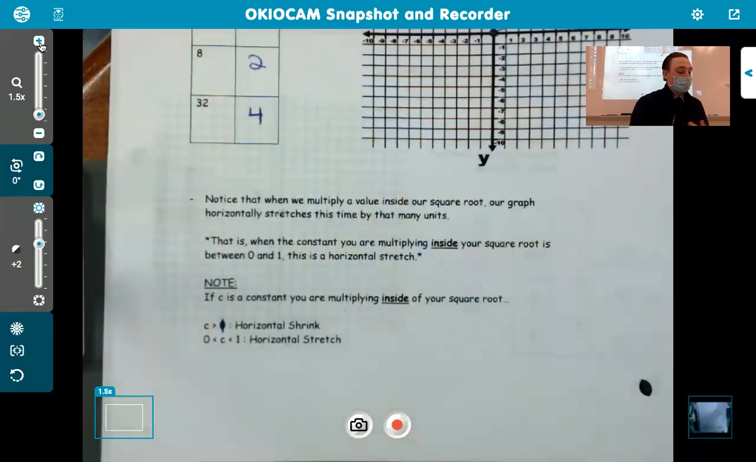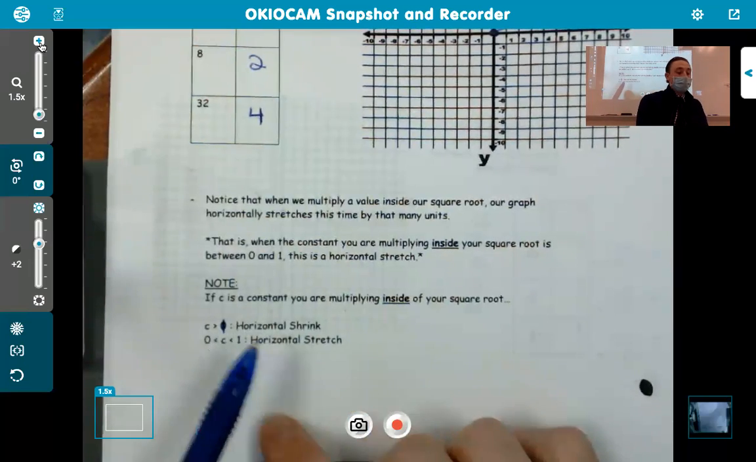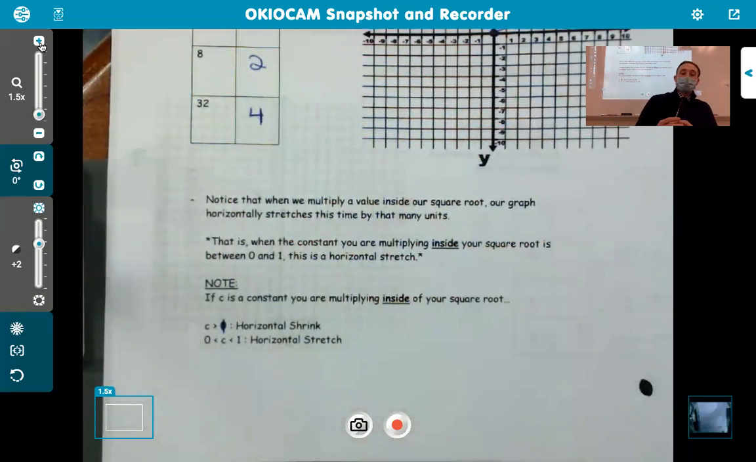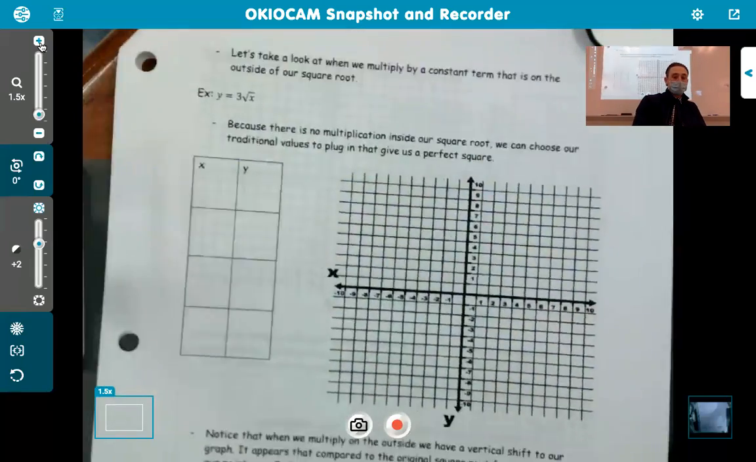If c is a constant, we multiply inside our square root. We saw that it shrunk when c is greater than 1. When c, that number, was between 0 and 1, so a fraction, like we saw 1/2, we have a horizontal stretch. Our graph gets stretched out horizontally. All right. Any questions about those first two examples or when we multiply underneath our square root? Okay, because now we're going to transition into seeing what happens when we multiply on the outside of our square root. All right.